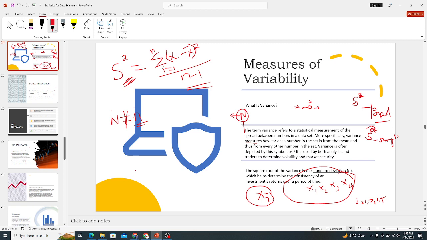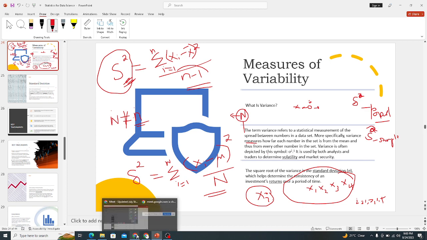But if it was population, we could say that sigma squared is equal to the summation of i equals 1 up to n of the xi's minus mu, where the population mean is denoted by mu, squared, divided by n. This is for population. But if we are talking about sample data, we will have to use n minus 1 because there is no way that the sample size will be equal to the population size.